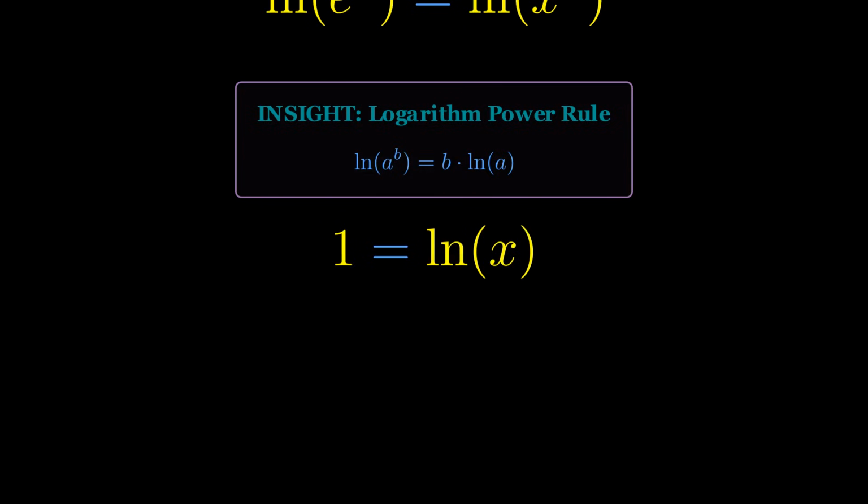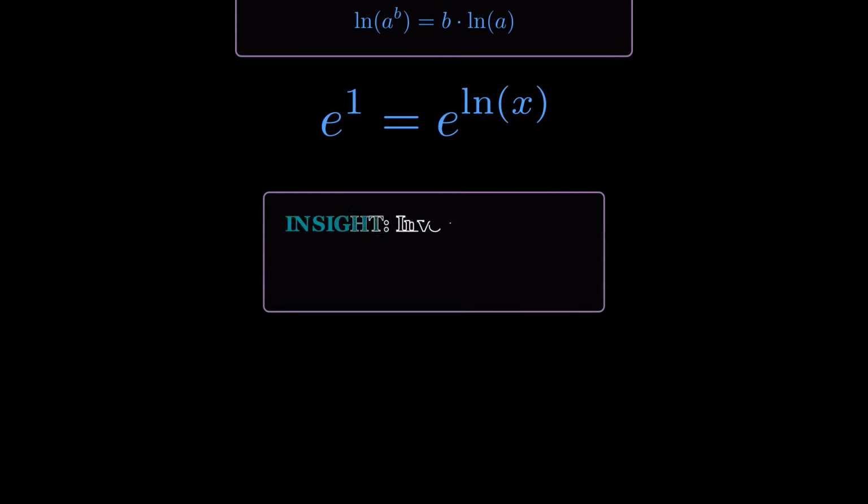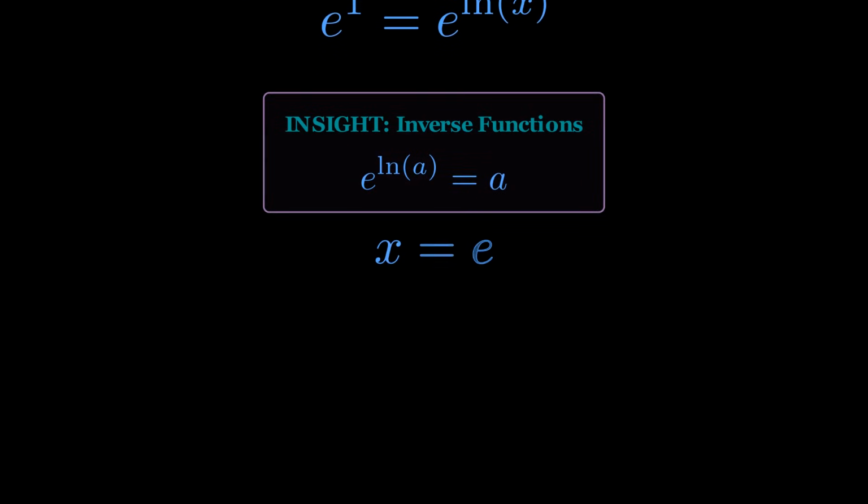To solve for x, we need to undo this logarithm. We do that by exponentiating both sides. So e to the 1 equals e to the natural log of x. Since the exponential and the logarithm are inverse functions, they cancel each other out. e to the natural log of something is just that something. And there we have it, x equals e.